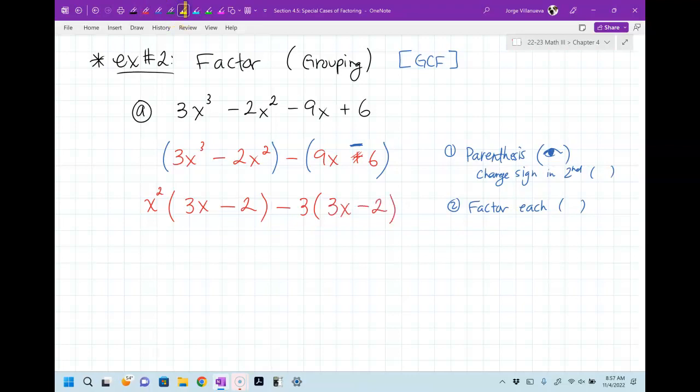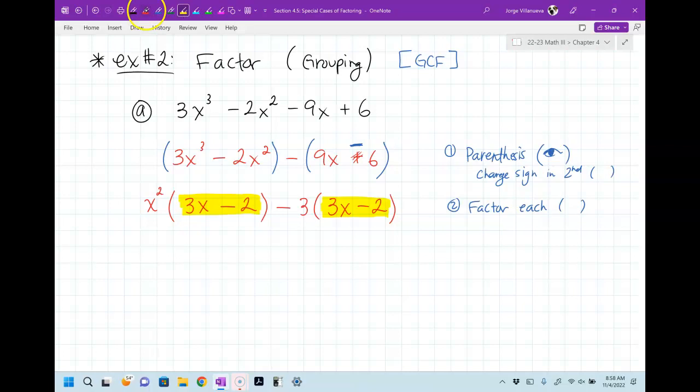I want you guys to check this out. You see how this came out the same as that one? If that happens, you know you're doing it right. If your parentheses match, you know you're doing it right. If they don't match, that means if it would have said 3x plus 2, then you know you forgot to change the sign. That's how you know that you forgot to do the sign change.